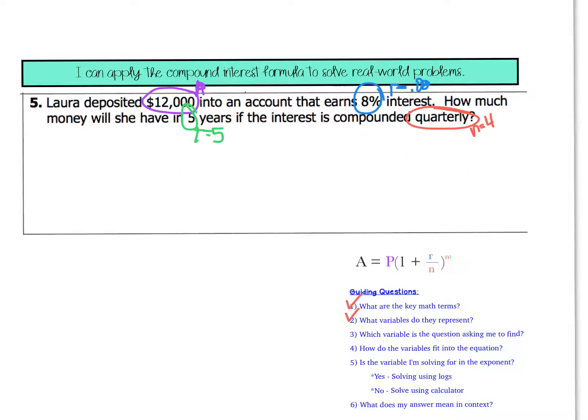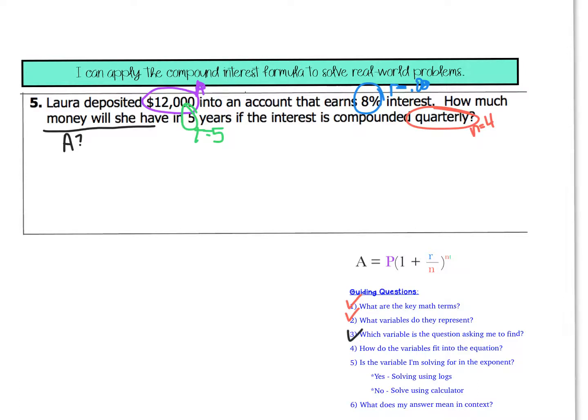What are the key words and what variables do they represent? So my next question is, which variable is the question asking me to find? So it's asking how much money will she have in the account? So we are looking for A. We're looking for that function of time, the output. So when P is 12,000, when R is 0.08, when T is 5, and when N is 4, how much money will be in the account?